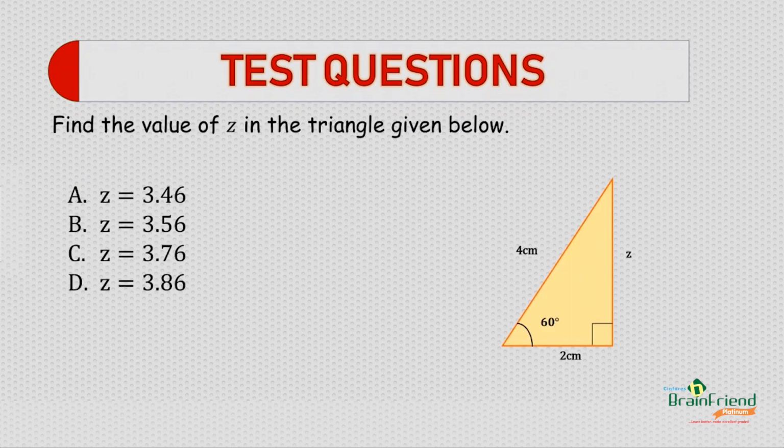Question 2. Find the value of Z in the triangle given below. Option A, Z is equal to 3.46. Option B, Z is equal to 3.56. Option C, Z is equal to 3.76. Or option D, Z is equal to 3.86. The correct answer is option A, Z is equal to 3.46.